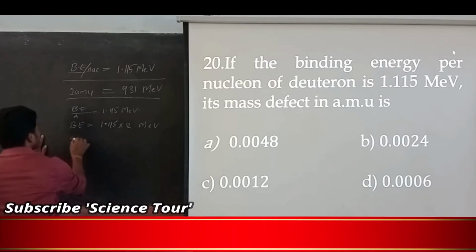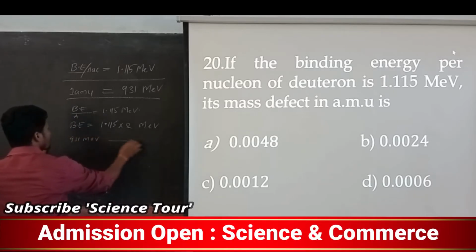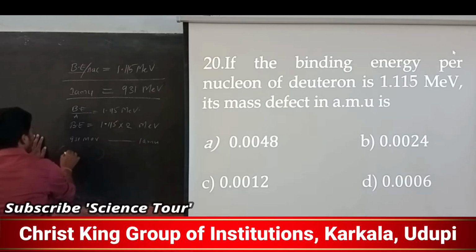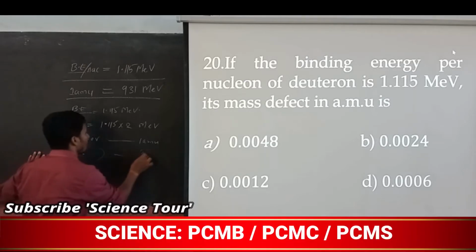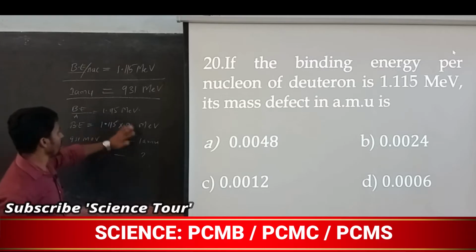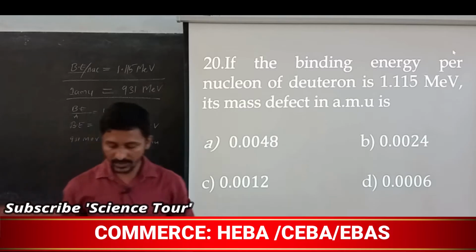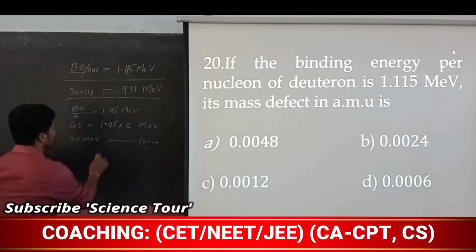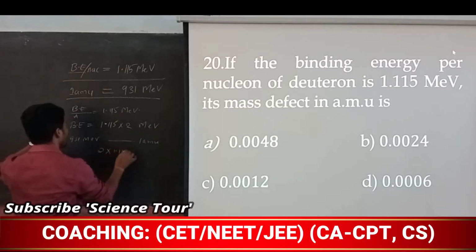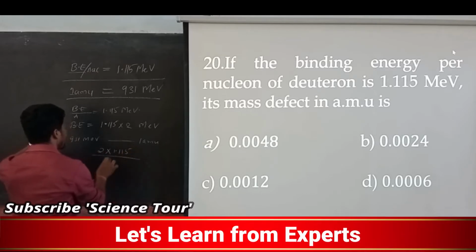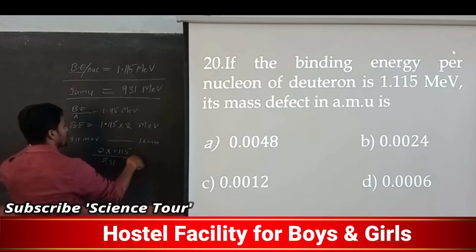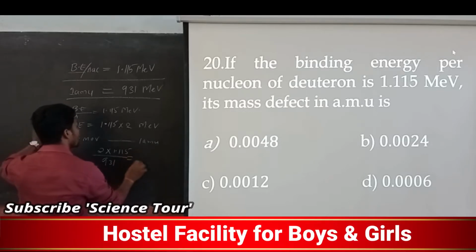So 931 MeV means 1 AMU. Now 1.115 into 2 MeV means how many AMU? You have to multiply and divide by 931.5 MeV. So 2 into 1.115 MeV divided by 931.5 MeV. The MeV cancels, so you are going to get the answer in terms of AMU.